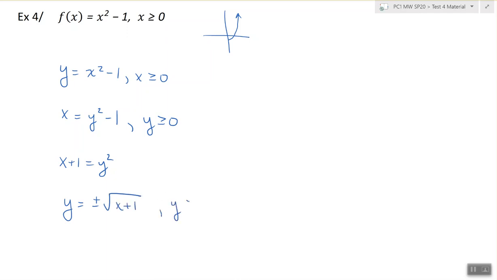But I know that y is greater than or equal to 0. If y is greater than or equal to 0, it means that it cannot be negative. So we're going to get rid of this negative because of this condition saying that it must be positive. And so now I finish with my function notation: the inverse function of f is equal to the positive square root of x plus 1. You don't have to put this condition there because that function is already the positive square root of x plus 1.